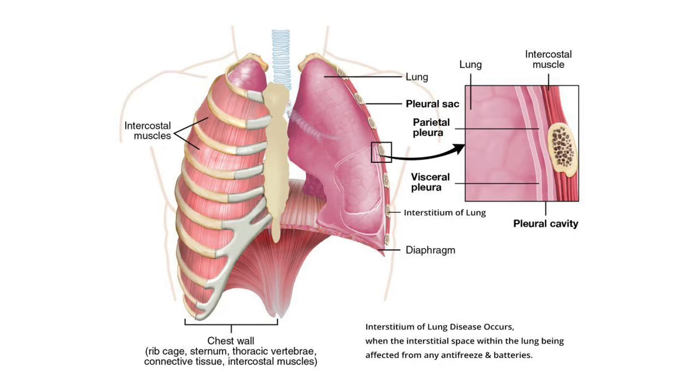Let's look at some basic lung anatomy. Remember, the chest wall is made up of the rib cage, sternum, thoracic vertebrae, connective tissue, and intercostal muscles. Let's zoom in and look at the pleura. There are two layers of pleura, the visceral pleura and the parietal pleura. They cover the lungs and line the inside of the chest cavity. The two layers of pleura move over each other as you breathe. The diaphragm is posterior to the lungs and it controls inspiration.